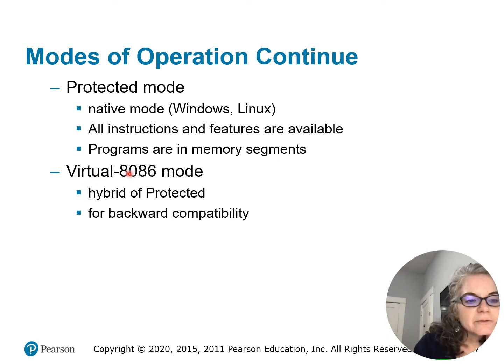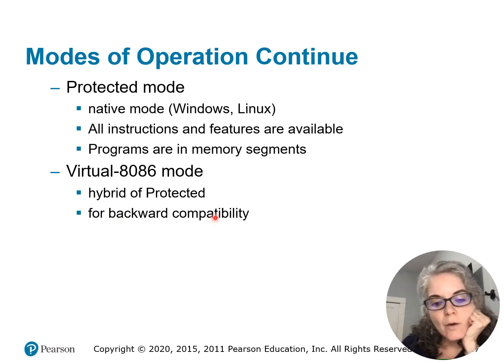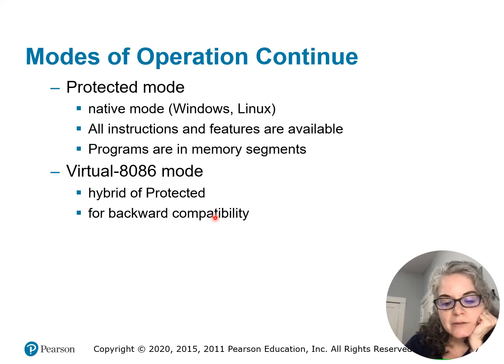And then you have the virtual 8086 mode. This is a hybrid of the protected mode. It's for backward compatibility, meaning when we came out with the 32-bit processor, we had to be able to run 16-bit applications on it. So in the 64-bit processor, we have to be able to run 32-bit applications, and that's why this is used, so that we can run applications that were built on smaller processors.